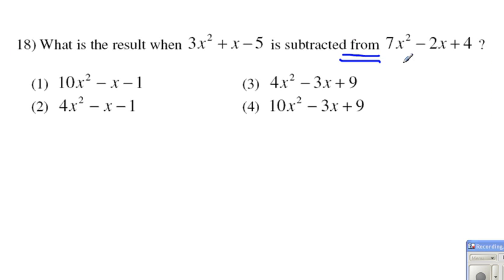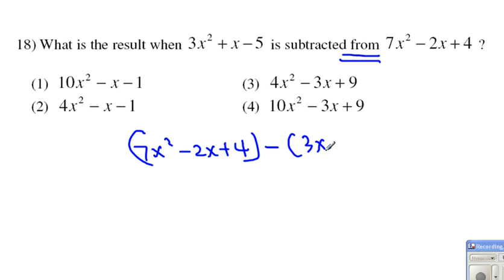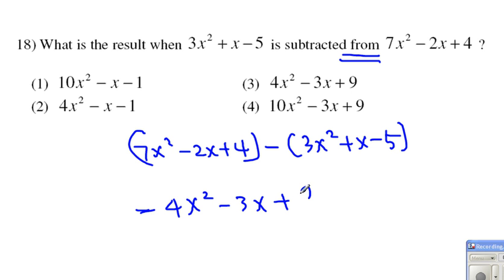Now this one, the keyword is from, so we have to do this one first: 7x squared minus 2x plus 4, whole thing, and then minus 3x squared plus x minus 5. So of course, 7x squared minus 3x squared becomes 4x squared. Now, minus 2x minus positive x, that means negative 3x, and 4 minus negative 5 becomes 9. So anything that's similar to this one, all right, number 3 seems to be the answer.